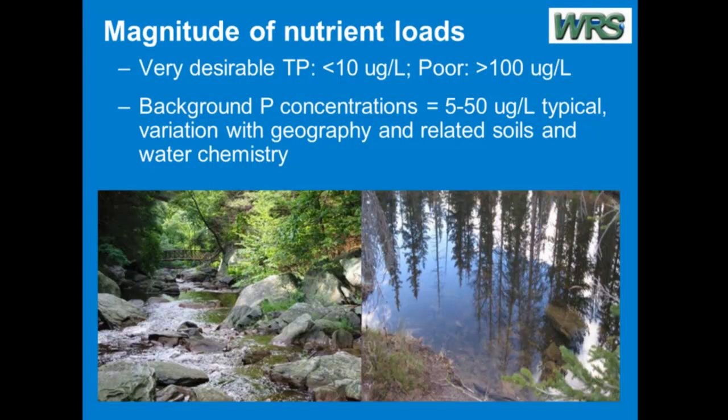All right, magnitude of nutrient loads. So what's a high number, what's a low number? Well, if you can get below 10 micrograms per liter for phosphorus, you're doing great. You're not likely to have any problems. Poor is anything over 100. And I can tell you that naturally 100 occurs in many Florida lakes. I've seen 200 and 300 even. Background concentrations in natural lakes, typically 5 to 50. So the low end of the range, but they can be moderate at least.